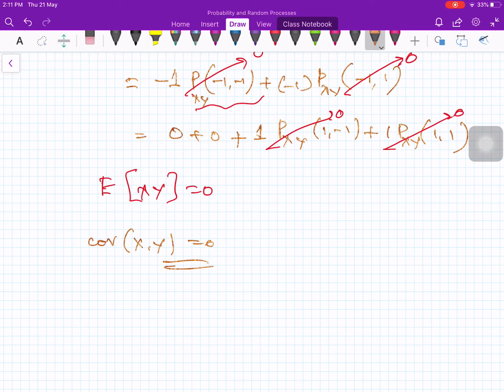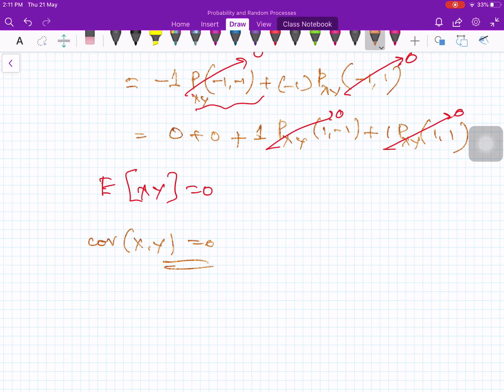Whenever the random variables are independent, definitely the covariance is equal to 0, but the converse is not true. That means when covariance is 0, you cannot claim that those two random variables are independent. Here the random variables are dependent in this particular example. So this result we can generalize.